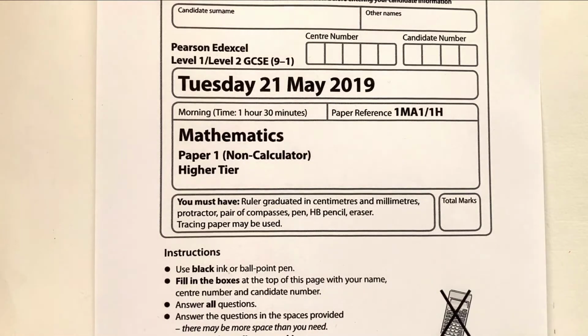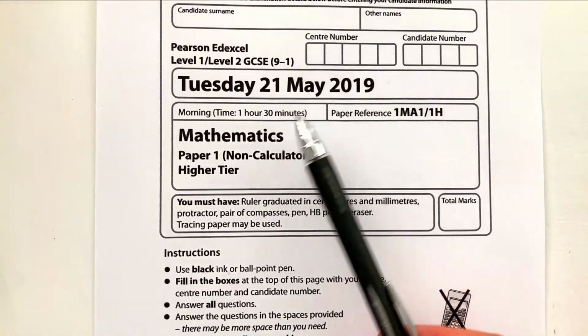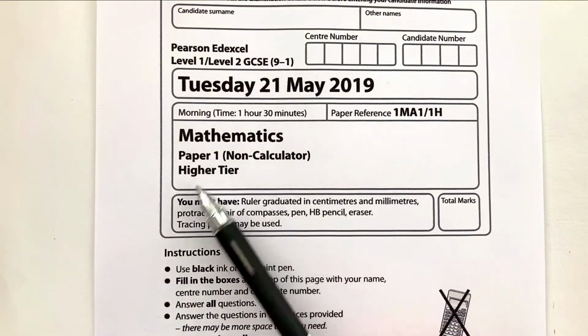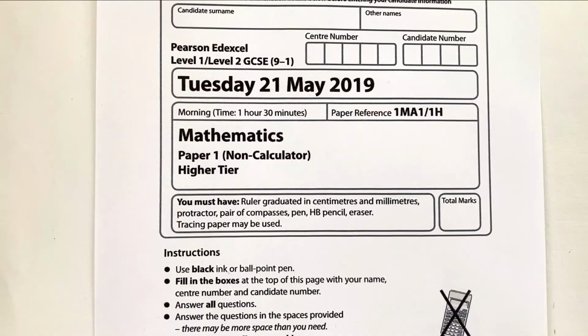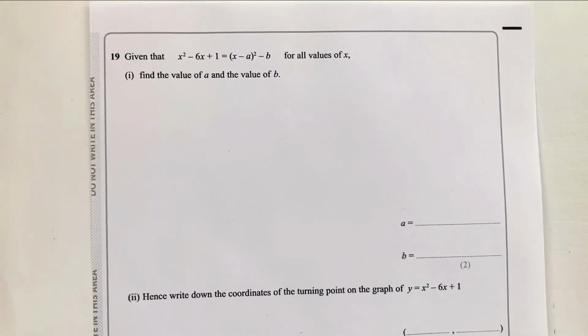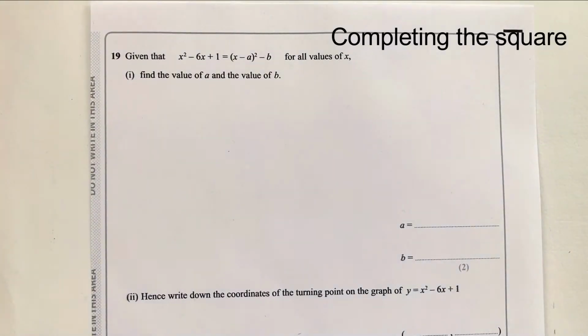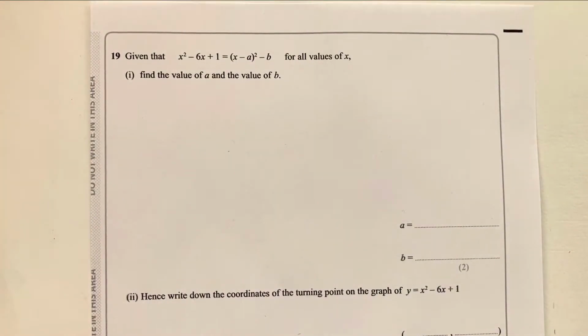Hi, this is the final video in the playlist where we're looking at the Edexcel June 2019 series, and it's the higher tier paper. In the previous video we completed through to question number 18, so we're going to start with question number 19. There are only a few questions left on this paper, so each of these questions is a little bit more challenging, but I would encourage you to stop the video, have a go at the question and then compare your solution.